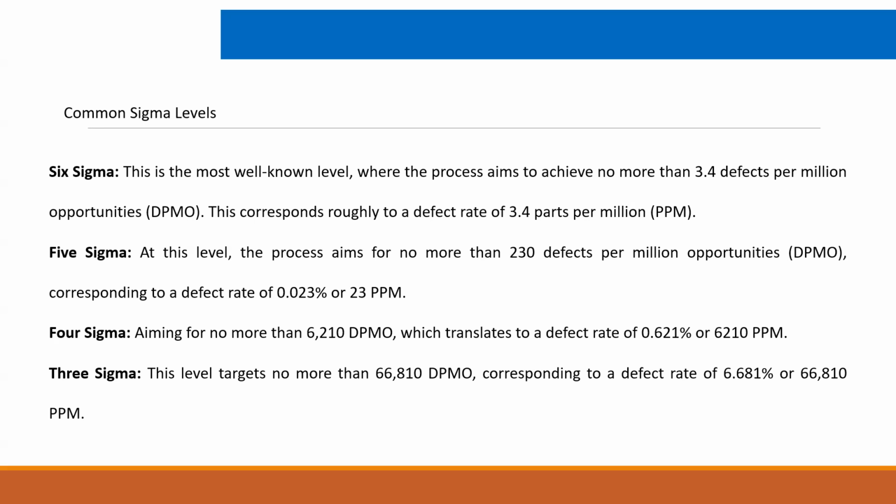So Six Sigma believes in what? The well-known level is what we believe is the acceptable error, that is 3.54 defects per million opportunities. That means 3.54 defects DPMO, and this corresponds roughly to a defect rate of 3.54 parts per million, that is ppm.